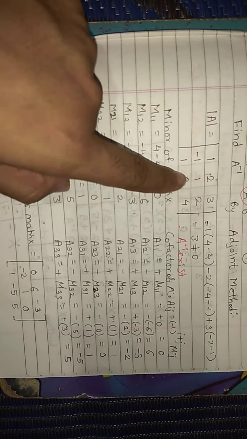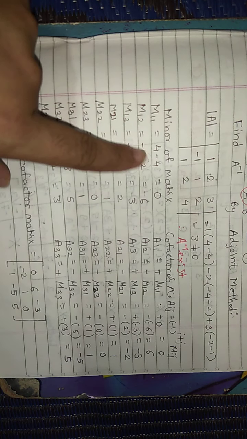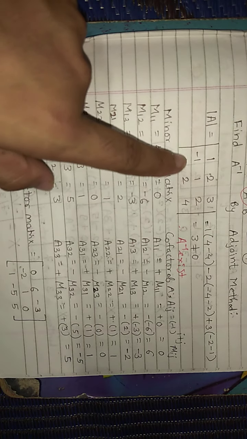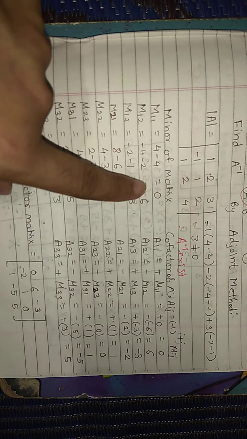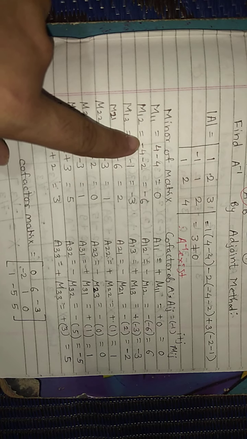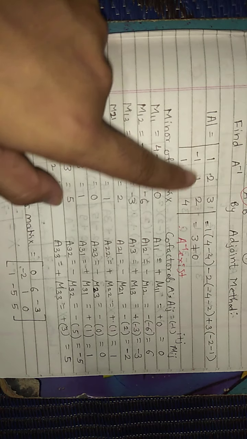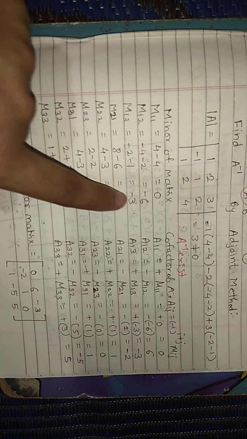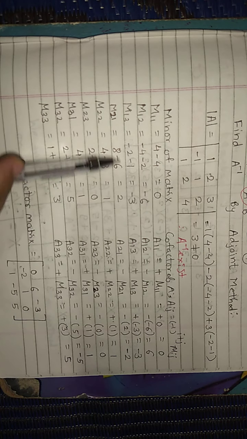If A inverse exists, then we find out the minors. 1 into 4, 4, minus 1 into 4, 4, 2 into 2, 4. So 4 minus 4, 0. Next, minus 1 into 4, minus 4, 1 into 2, 2; minus minus becomes plus, because we add, and the minus sign we keep as it is. Minus 4, minus 2, minus 6. Again, third number: minus 1 into 2, minus 2, 1 into 1, 1. Bring the minus sign as it is. Minus 2, minus 1, minus 3. Similarly, we solve the next ones. 8 minus 6, 2; 4 minus 3, 1; 2 minus 2; 4 minus 3, 1; 2 plus 3, 5; 1 plus 2 is equal to 3.